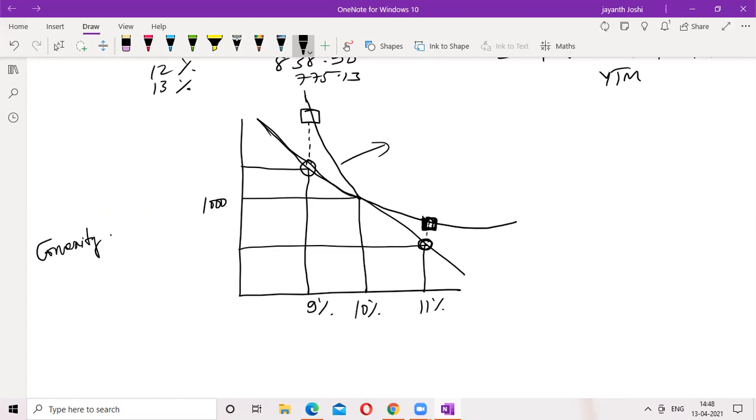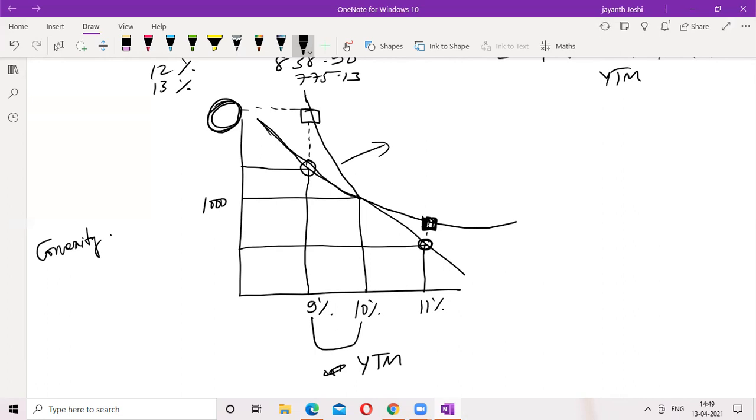Fine. So what are we showing here? We are showing that due to convexity, when the yield is decreasing to 9%, the bond price is increasing more. See, the bond price should be here, somewhere here, some value. So because of the convexity, when the yield to maturity is decreasing, the bond price is increasing more.